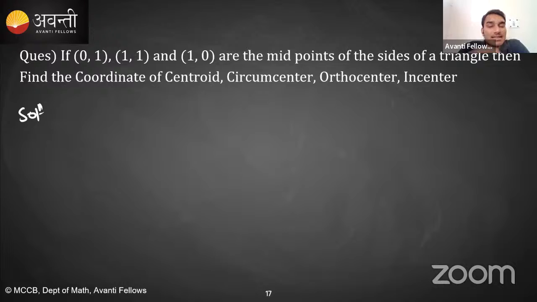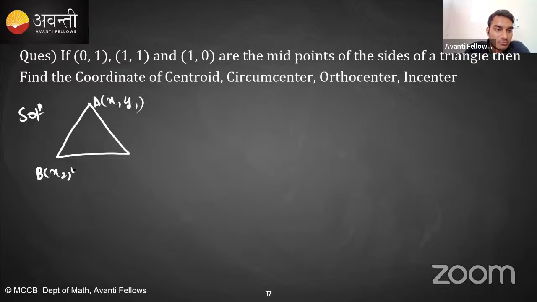If you remember, in the last class we solved one question on finding the vertices of a triangle if the midpoints of the sides are given. In the exact same way, you are going to do this question. Let's assume this is (x1, y1), this point is (x2, y2), and this point is (x3, y3). Let's say this is one midpoint (0,1), this is another midpoint (1,1), and this is another midpoint (1,0).